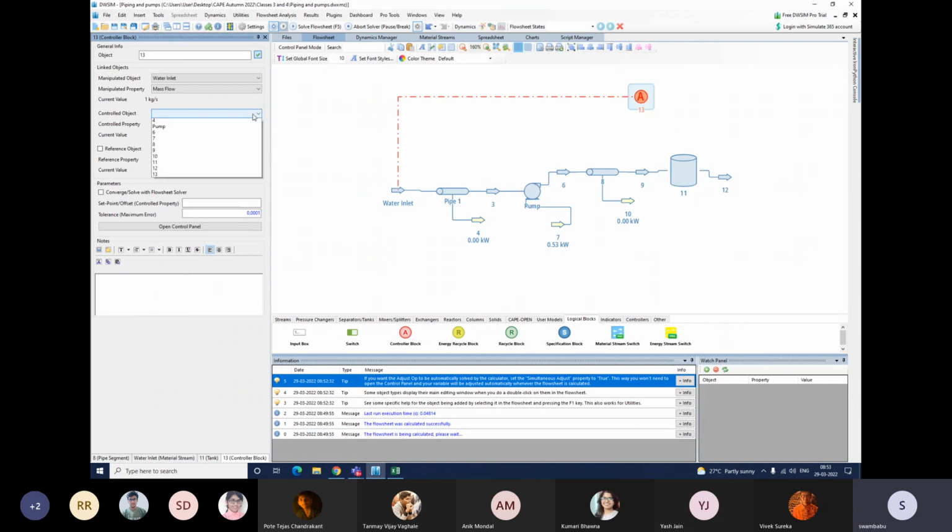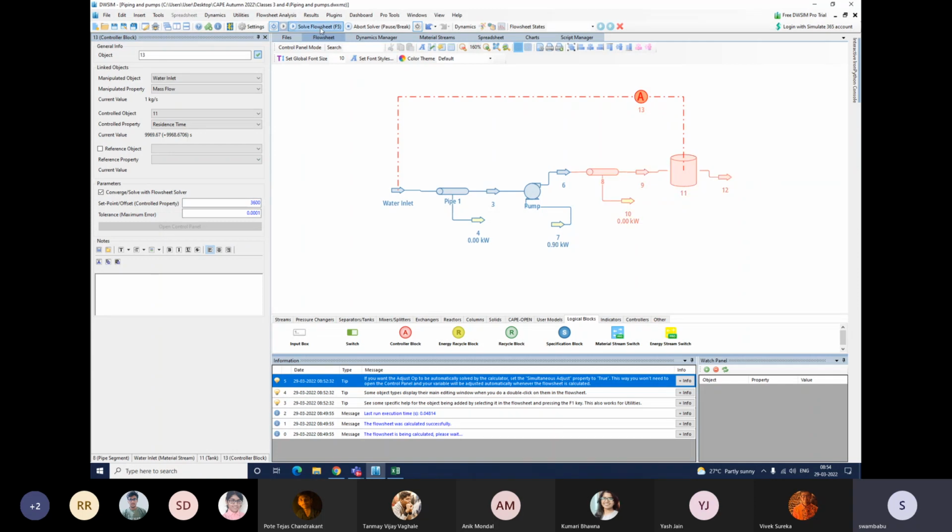And what is the controlled object, what you want to control? That is 11, the tank, and the controlled property is residence time. Or you can have liquid level, or pressure, or whatever you want to manipulate. I'm just showing here one example of residence time. Let's say I wanted to fill this in only 1 hour, so I can give the set point value as 3600 seconds.